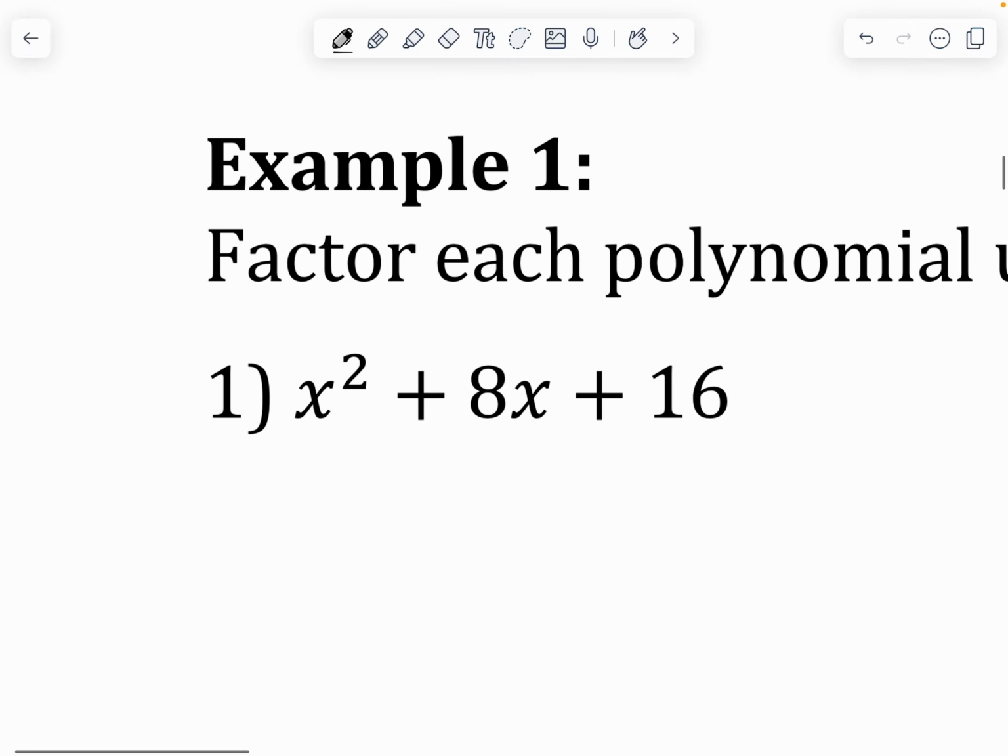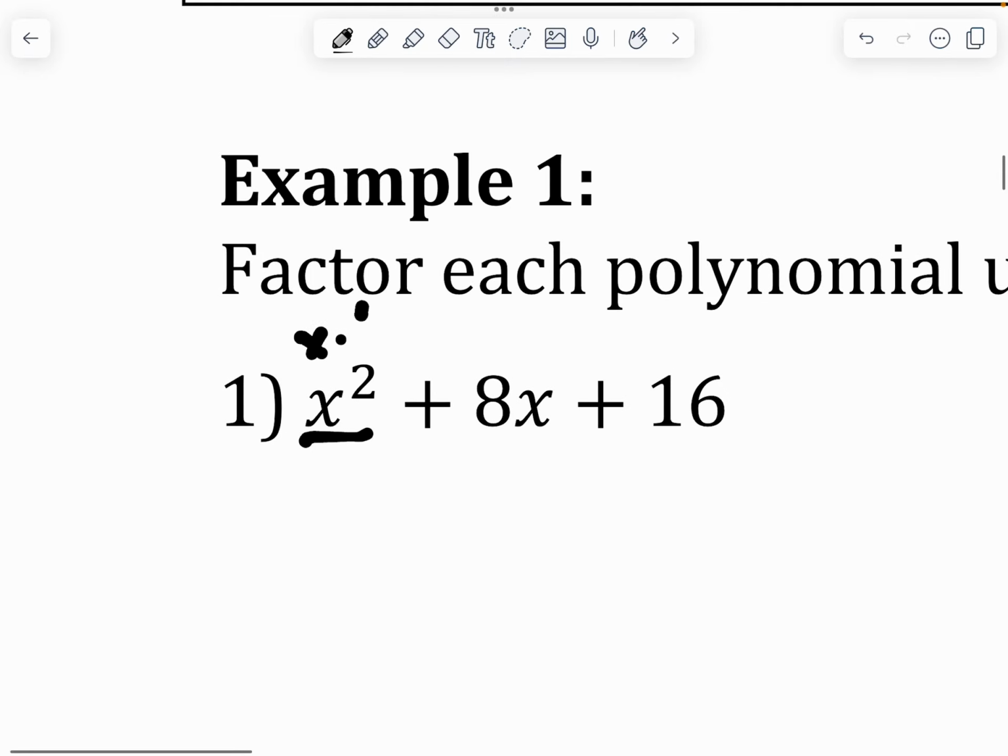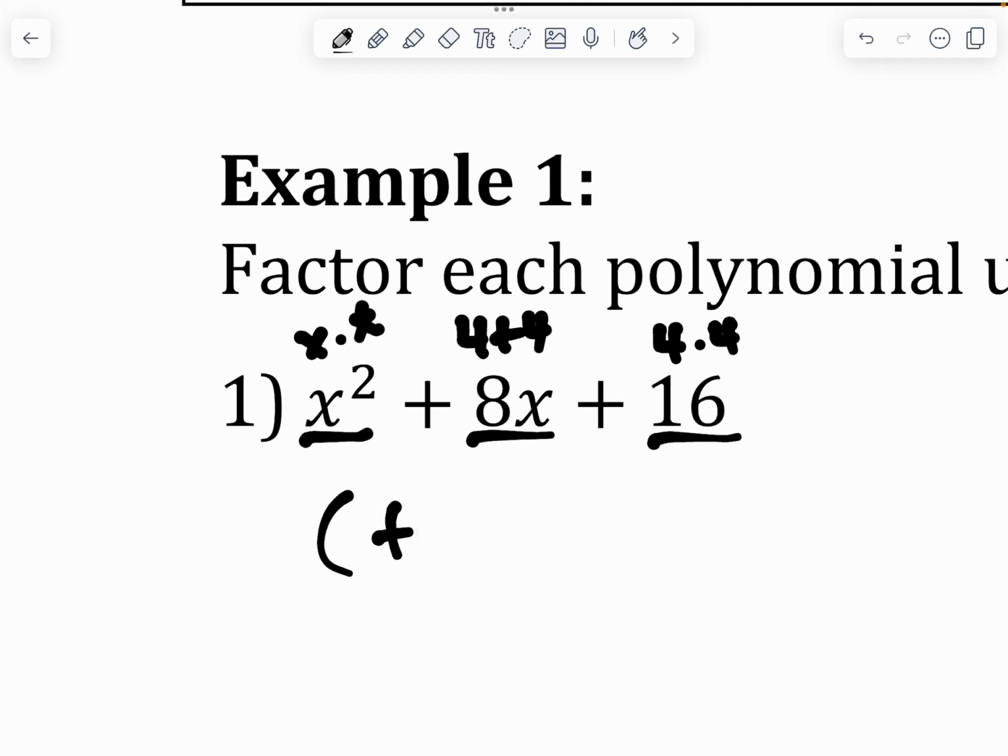Number 1, if we look at the pattern, okay, x squared is a perfect square because x times x. 16 is a perfect square because 4 times 4, and 4 plus 4 does give me 8x, so I know it's a perfect square trinomial because the middle term is 4 plus 4. So we can factor this into x plus 4 quantity squared. Quick and easy. I don't have to guess and check anything.